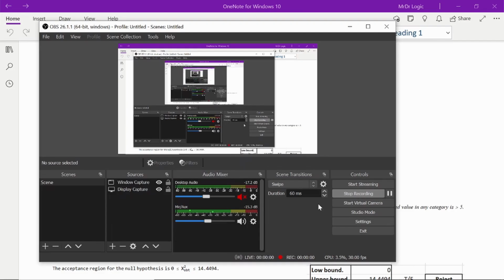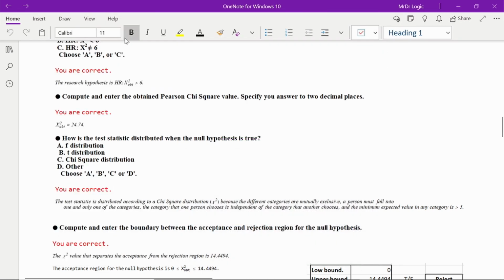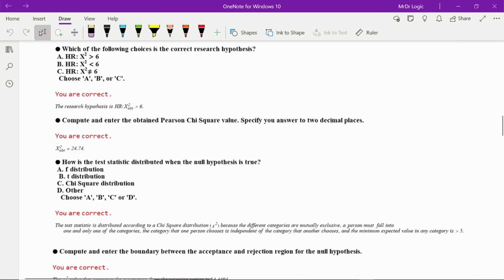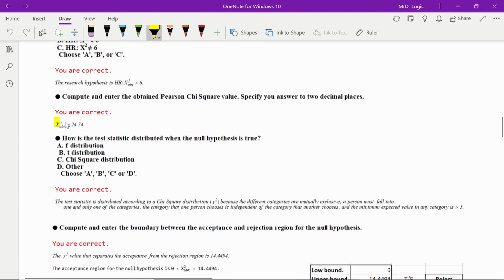Hi, this is Dr. Logic in post-recording after making all the edits, just realizing he might have missed a few things. So let's just continue from where we left off. We figured out how to get this value pretty much from adding everything else up.